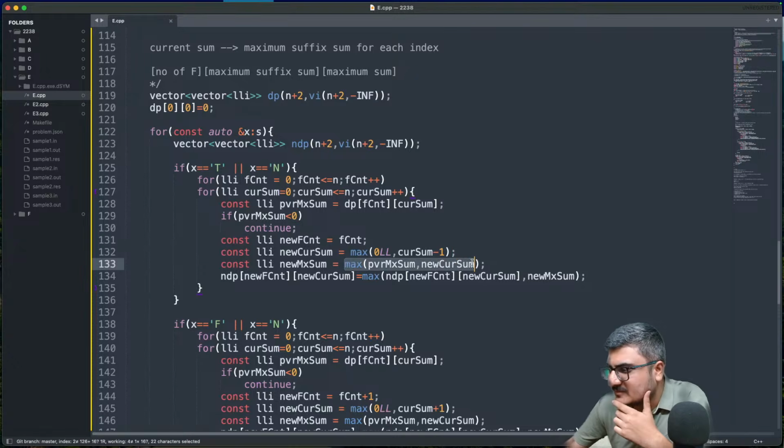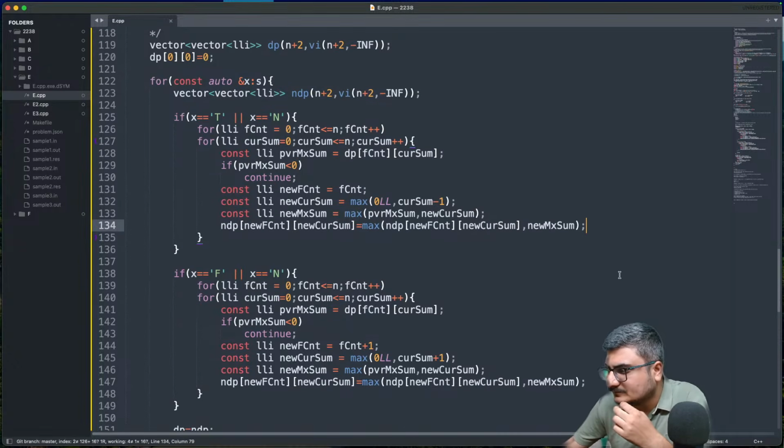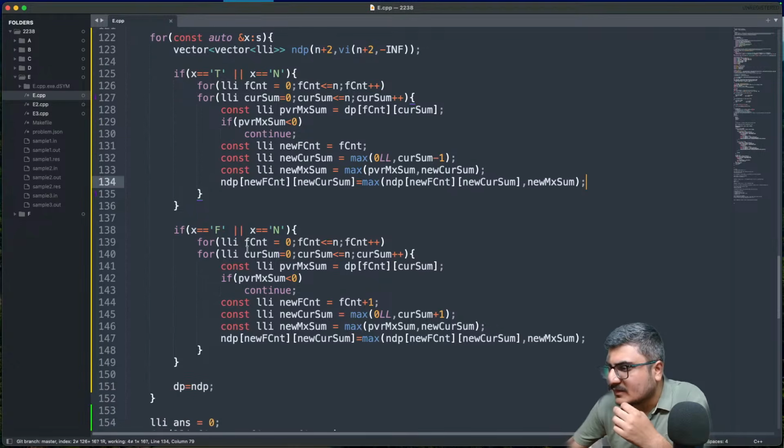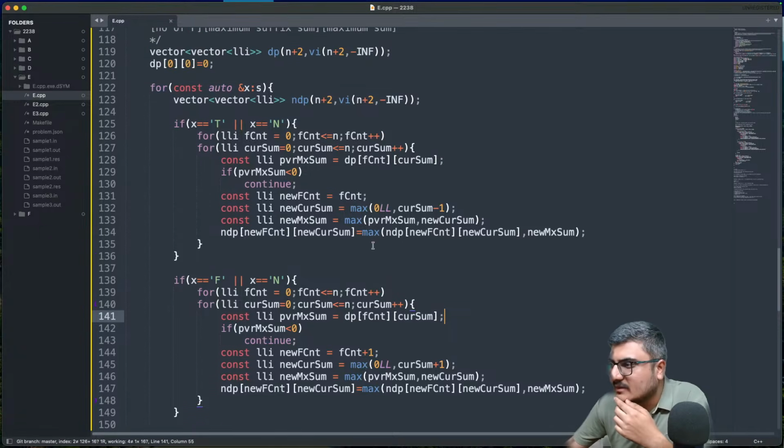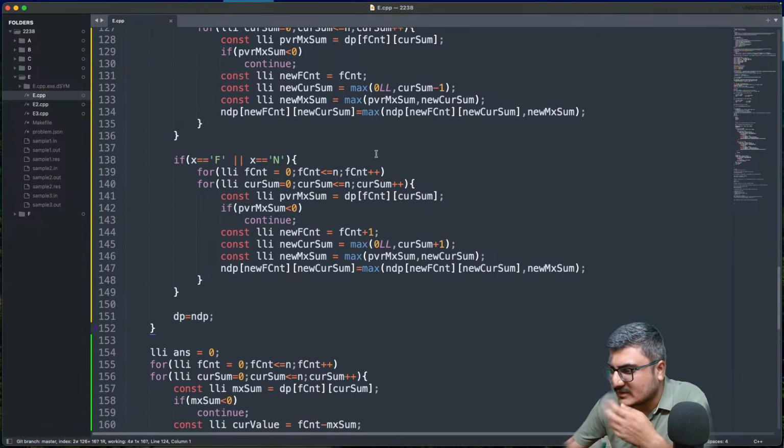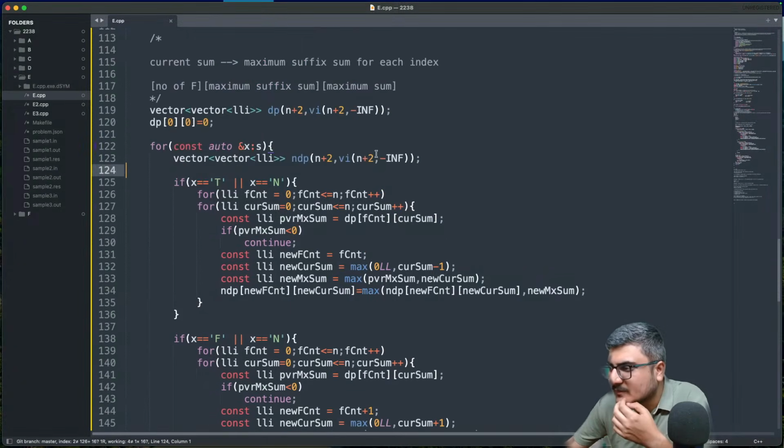Maximum sum would be maximum of whatever the previous sum was and whatever the new sum is. For this state, we take this and new maximum. If it's negative as well, this was our previous sum. I think n plus 2 is fine. Like, the number of f cannot be more than n, the number of current sum cannot be more than n.